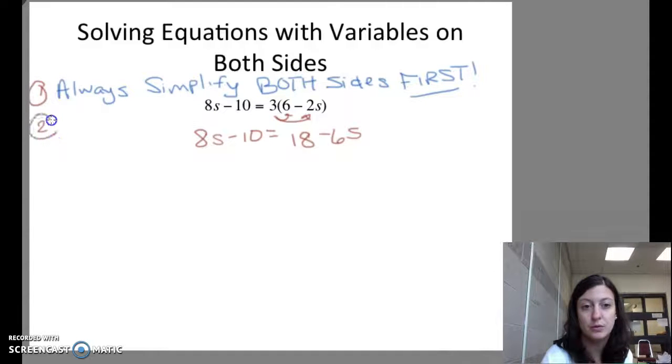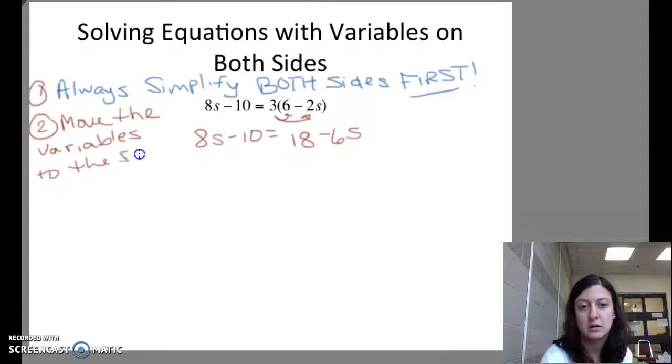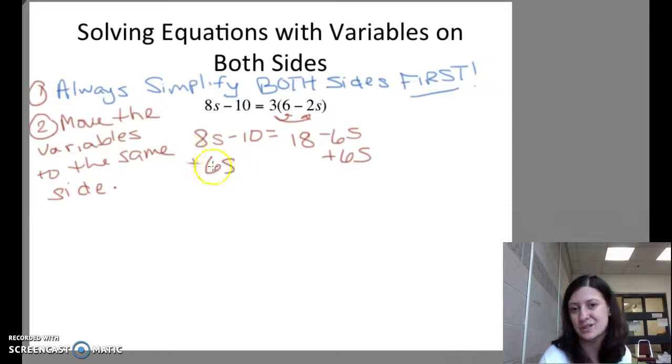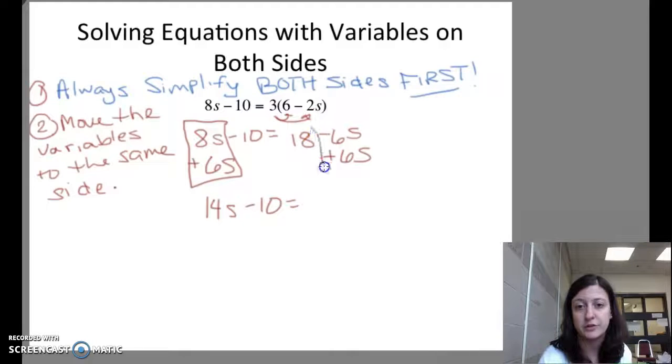Step 2 is going to be to move the variables to the same side. And I always want to do the variables first. It doesn't matter which side, you're going to make a choice. I'm going to move this 6s because it's easier to add than to have a whole bunch of negatives. I'd have to subtract 8s, that's already negative, that could get confusing. And put a vertical zoom in box, that's going to help. 14s minus 10 equals, vertical zoom in box. And the reason I did it over here is to confirm that that was a negative 6s, and that's a positive 6s.